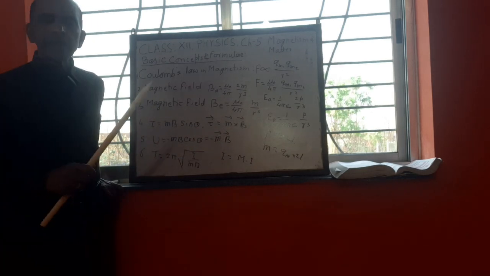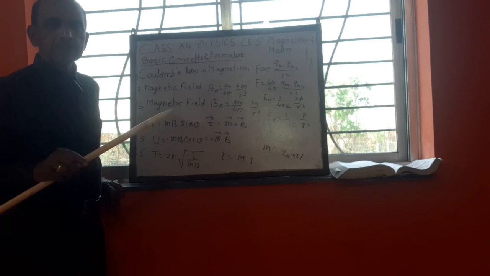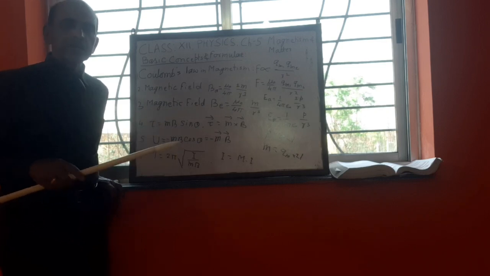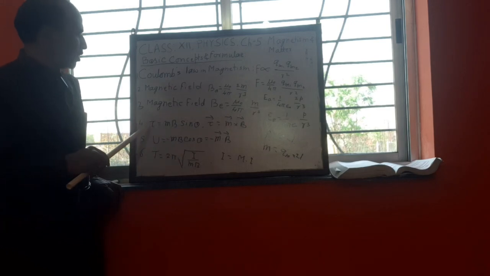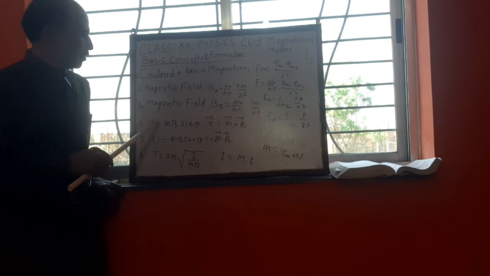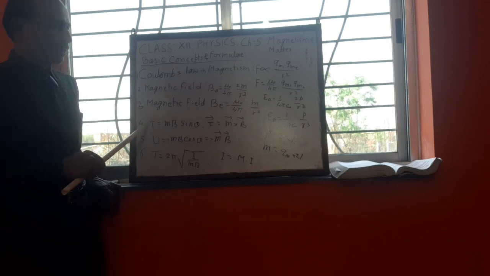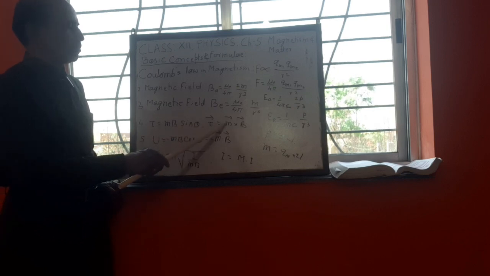Also you have read that when an electric dipole is placed in a uniform electric field, a torque is acting. Torque tau is equal to P E sin theta. In the same way, when a magnetic dipole, a bar magnet, is placed and rotated in a uniform magnetic field, a torque is acting. Tau is equal to MB sin theta. In vector form, tau vector is equal to M vector cross B vector.